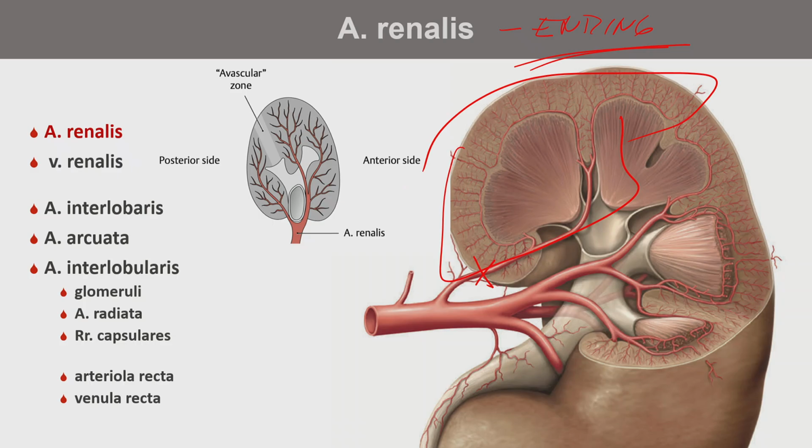This is different than in the abdomen. In the abdomen, those three territories are common. They are connected, and they could provide sufficient perfusion to the other parts. In the kidney, it is not.